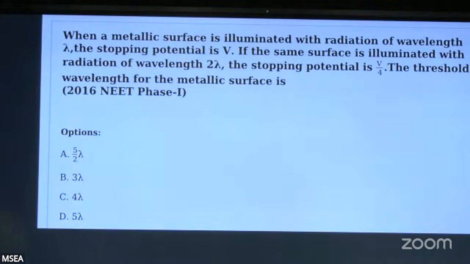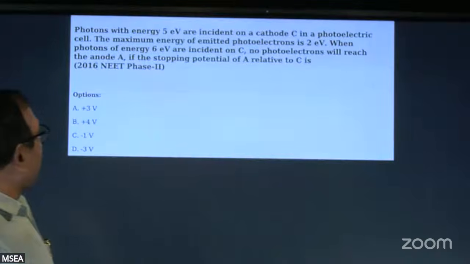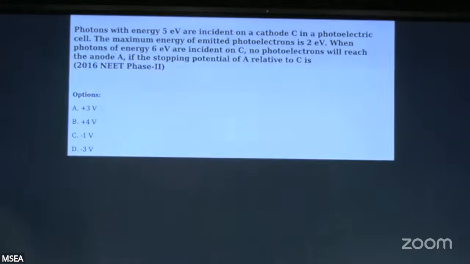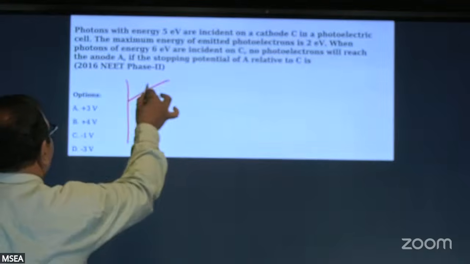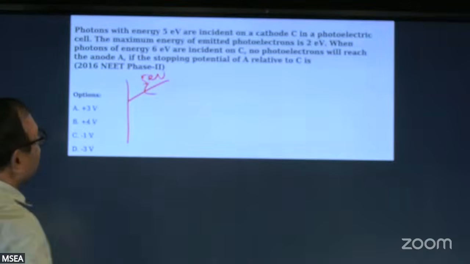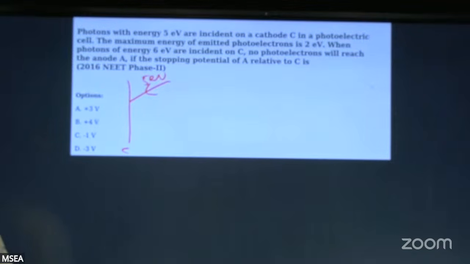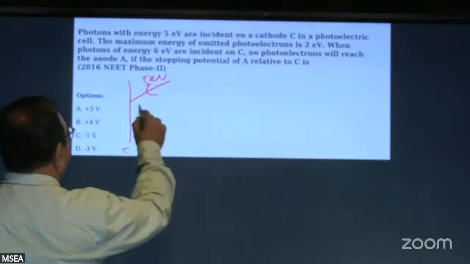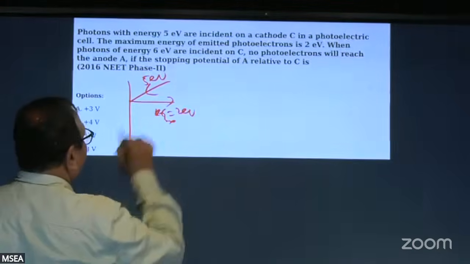Right. So this is the same as the previous one. That question only. Now let us take this one also. Photons with energy 5 electron volt are incident on a cathode in a photoelectric cell. The maximum energy of the emitted photoelectron is 2 electron volt.